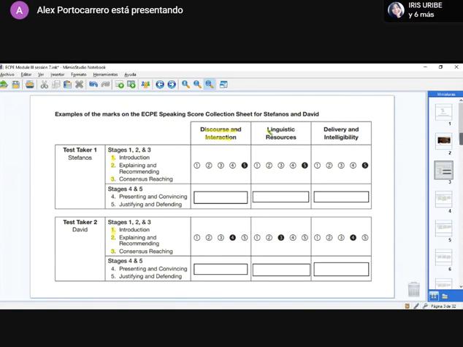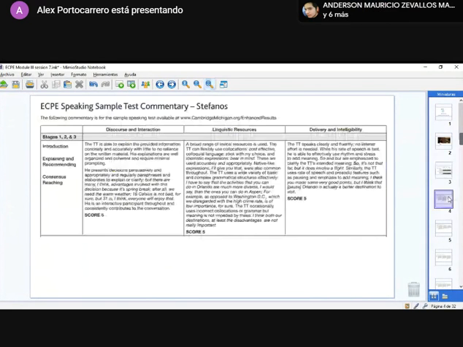Discourse and interaction, linguistic resources, and delivery and intelligibility, right? On the other hand, David got a 4, a 3, and a 4. Still good. He still passed, I'm pretty sure. But he wasn't as good as Stefanos, right? We saw here the reasons why.